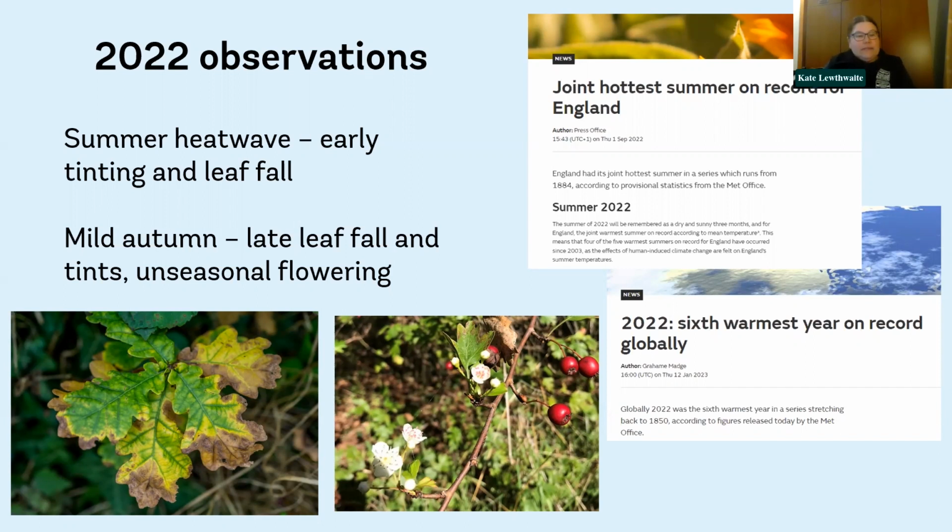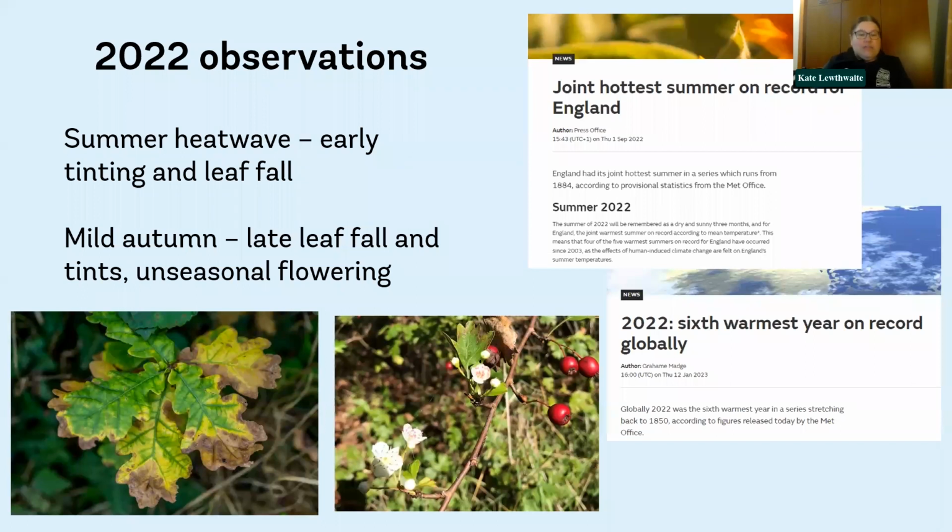Well, we saw in some cases a false autumn. So the summer heat wave led to autumn signs in trees, early tinting and leaf fall. But actually those were caused by drought rather than real autumn, if you like. And then later on, it stayed mild, but it became a lot wetter. And actually for the trees that had retained their leaves, leaf fall was quite late.